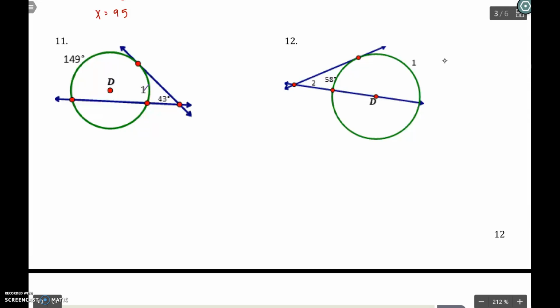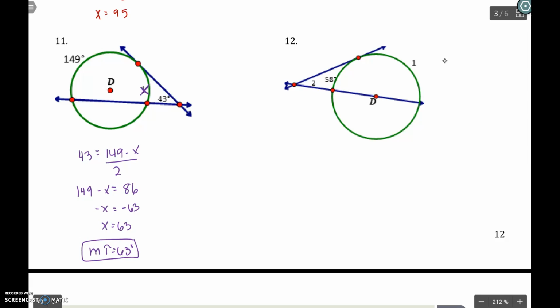Okay, for number 11, we're looking for the arc again, so I'm going to make that one x. The angle is equal to the further arc minus the closer arc divided by 2. Cross multiply. We're going to subtract 149 from both sides, so 86 minus 149 is negative 63. And when you divide by negative 1 on both sides, you'll get 63. So the measure of arc 1 is 63 degrees.